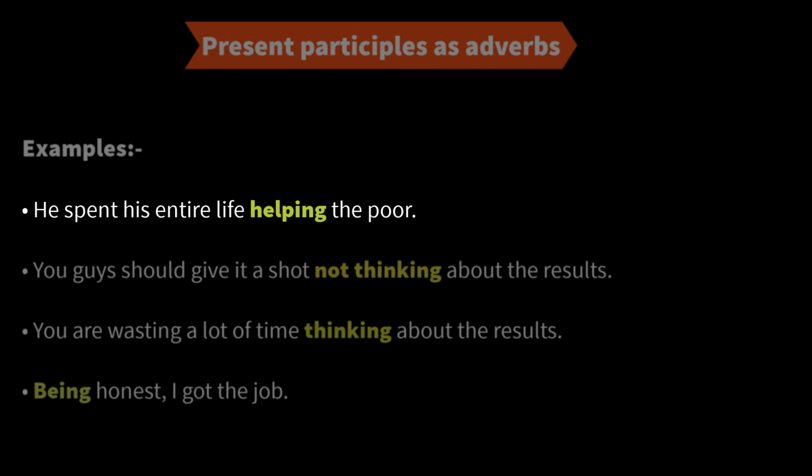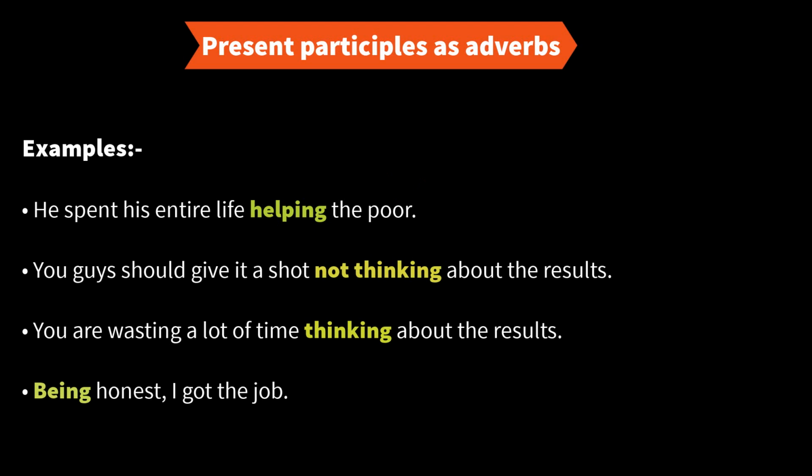Here, helping is modifying the verb spent. He spent his life how? Helping the poor. That's the way he spent his life. So isn't it giving more information about the verb spent? He spent his entire life in what way? Helping the poor. The poor means all the poor people. All right. He spent his entire life helping the poor.